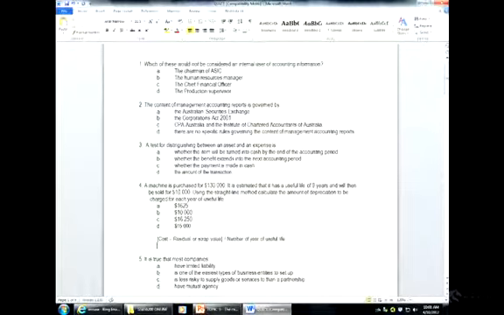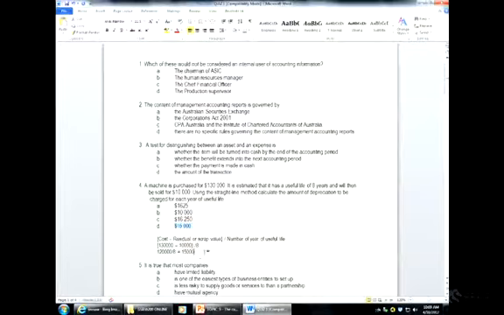So in this case, the cost is 130,000. Scrap value is 10,000. And the number of years of useful life is 8 years. So 130 minus 10 gives you 120,000. If you divide that by 8, your answer is 15,000. So the correct answer is D, 15,000.